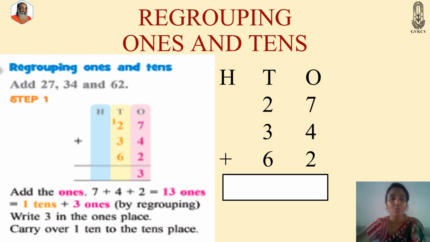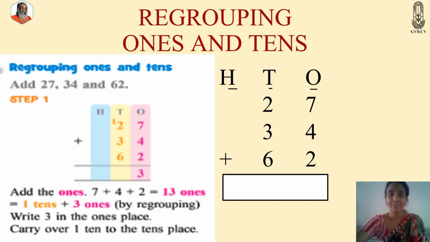Now add 27, 34 and 62. I wrote H for hundreds, T for tens and O for ones. What is the first number? 27. The second number is 34. Because it is 20, under tens I wrote 2, under ones I wrote 7: 27. Next 34, 30, right? So under tens I wrote 3 and under ones I wrote 4. And 62, 60 means under tens 6 and under ones I wrote 2.